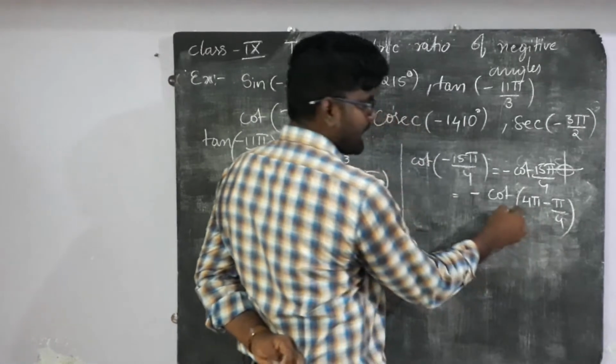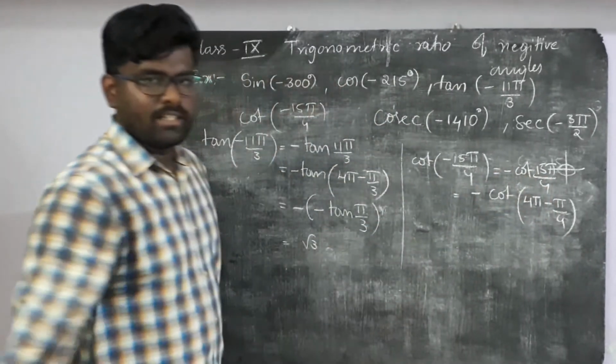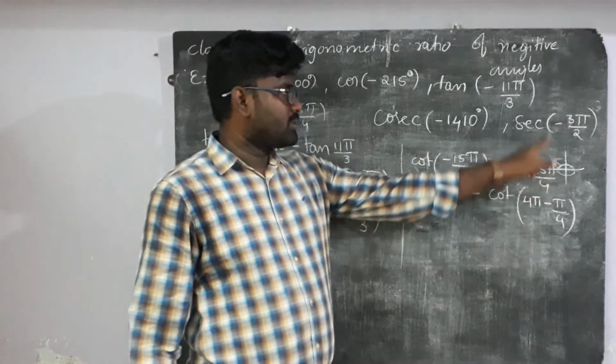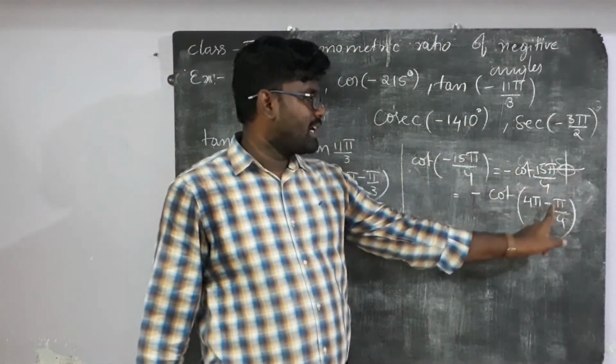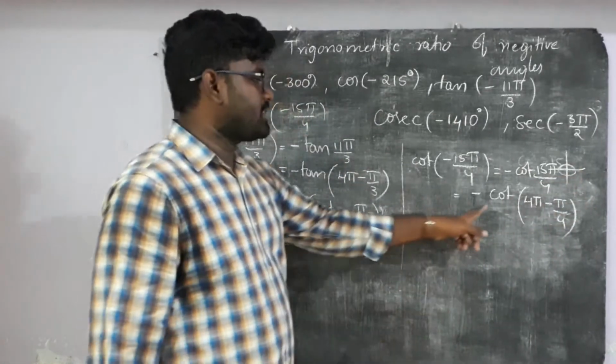Okay, for 4 we can take common means 16 pi. 16 pi minus 5, 15 pi by 4 only. Again, 4 pi means 2 complete rotations over, and minus theta. Again fourth quadrant. In the fourth quadrant cos and secant are positive, then it will become negative.